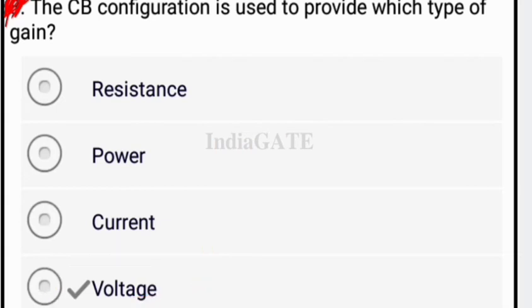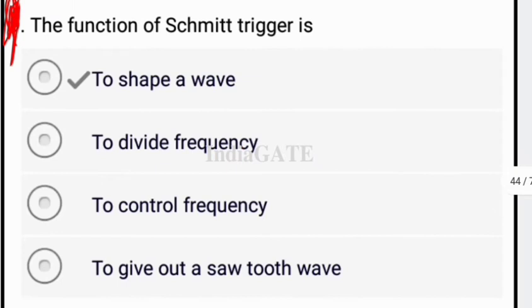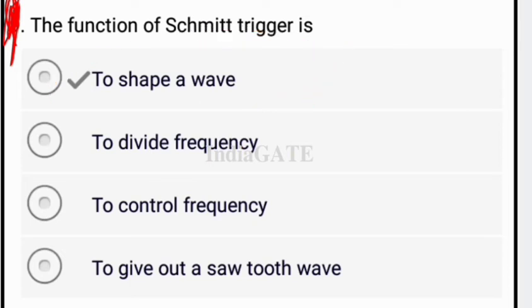Now come to the next question. The next question is defined as, the function of the Schmitt trigger is what? So here the function of the Schmitt trigger is to shape a wave. Okay, this is your correct answer, that is option first. Now come to the next question.